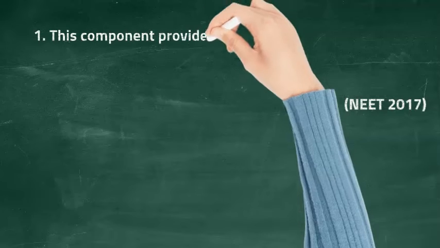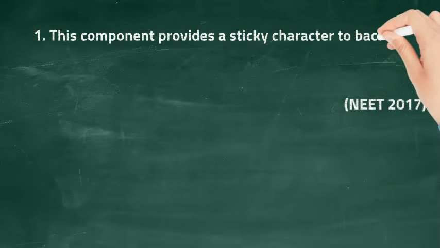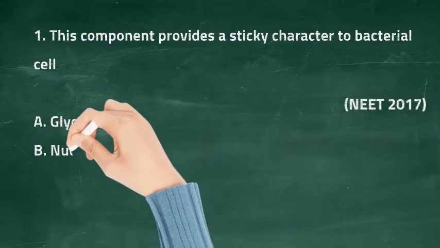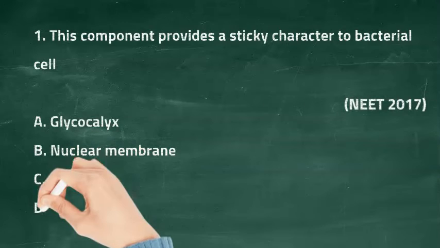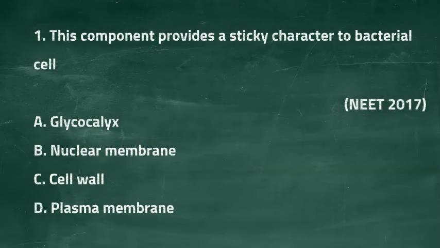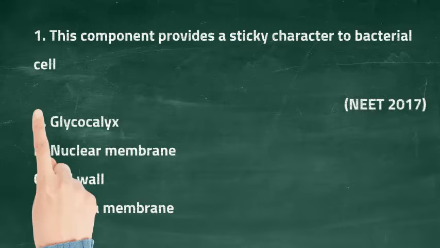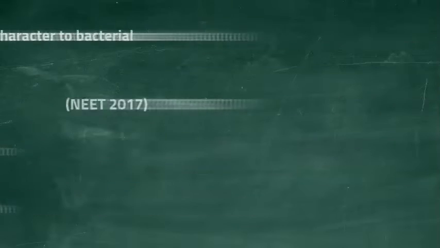First question. This component provides a sticky character to bacterial cell. Option A glycocalyx, option B nuclear membrane, option C cell wall and option D plasma membrane. The right answer is option A, glycocalyx.